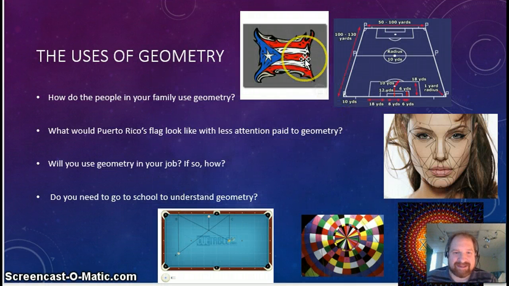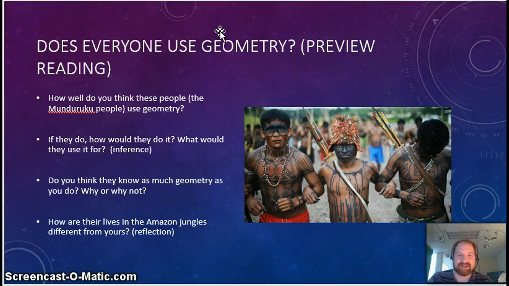So pretty much most jobs you have, you might have to use this, if only owning a house. Those of you going into art or design, definitely. Balloon pilots use it too. So that's an example of how you're going to use this in your life.